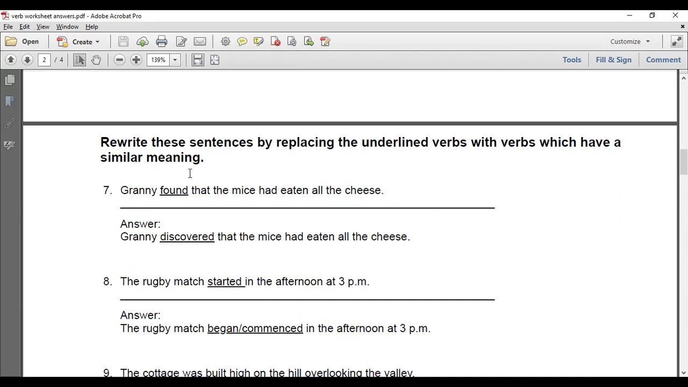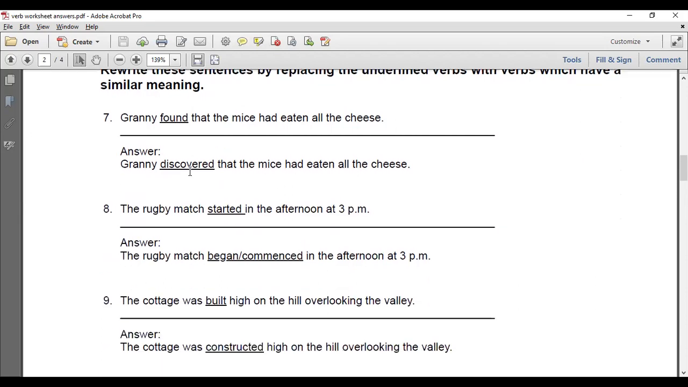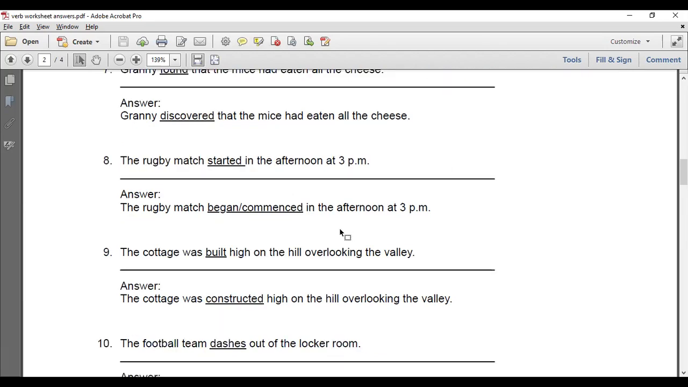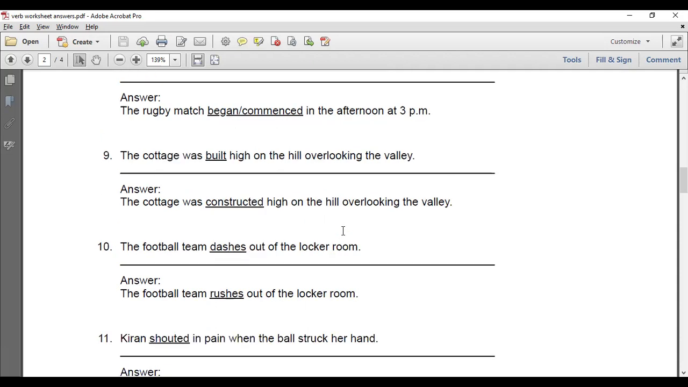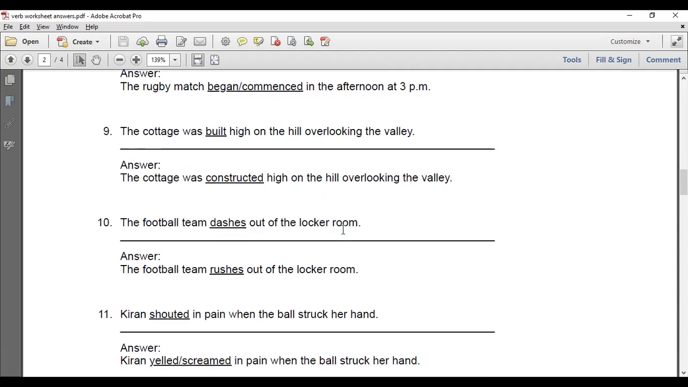Rewrite these sentences by replacing the underlined verbs with the verbs which have a similar meaning. So, Granny discovered that the mice had eaten all the cheese. The rugby match began or commenced in the afternoon at 3 p.m. The cottage was constructed on a high hill overlooking the valley. The football team rushes out or ran out of the locker room.